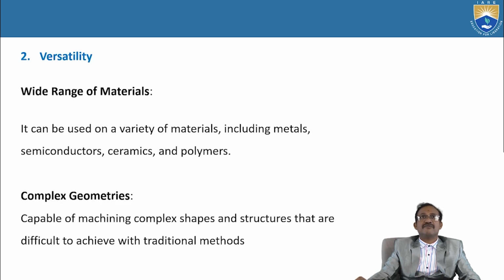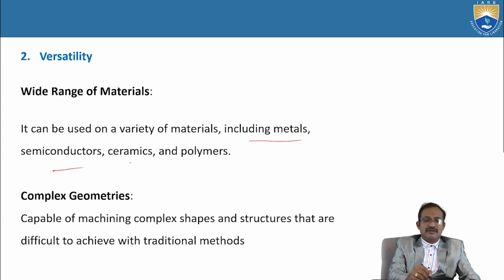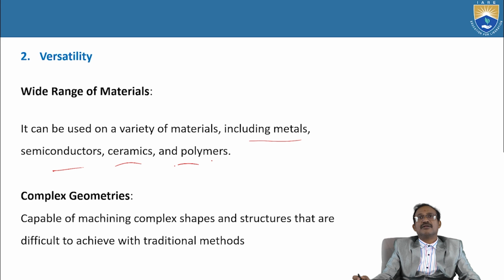Next, second one, versatility. Wide range of materials. It can be used on a variety of materials including metals, semiconductors, ceramics and polymers. See, few manufacturing processes or material removal processes are limited to a few materials or metals, but here it is a versatile one. We can machine metals, semiconductors, ceramics and polymers.